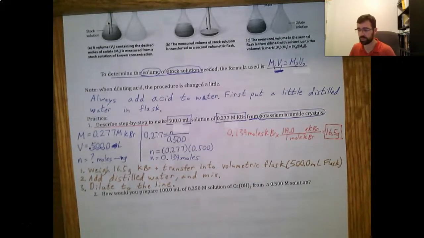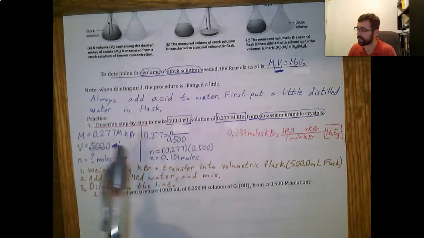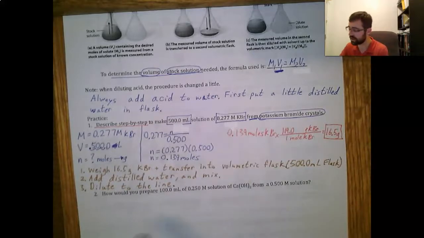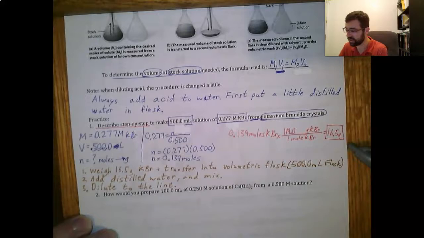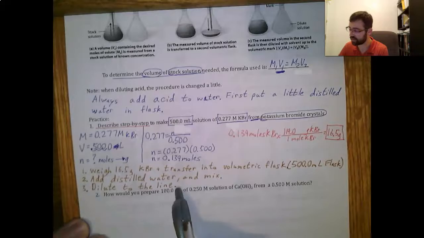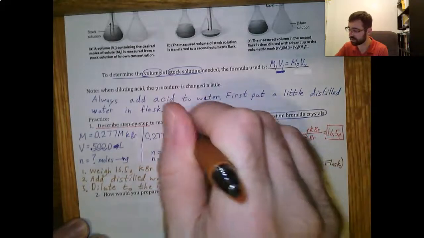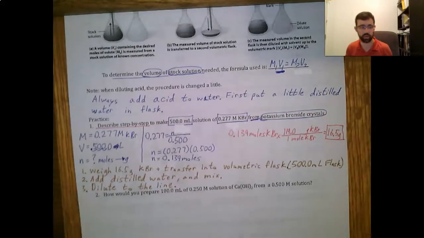So when you do a problem like this, it says to describe step by step how to make that solution. First, you have to do some math to find how many grams you need. And then you weigh it, you add distilled water, you dilute to the 500.0 milliliter line because that's our end goal. All right, next problem.